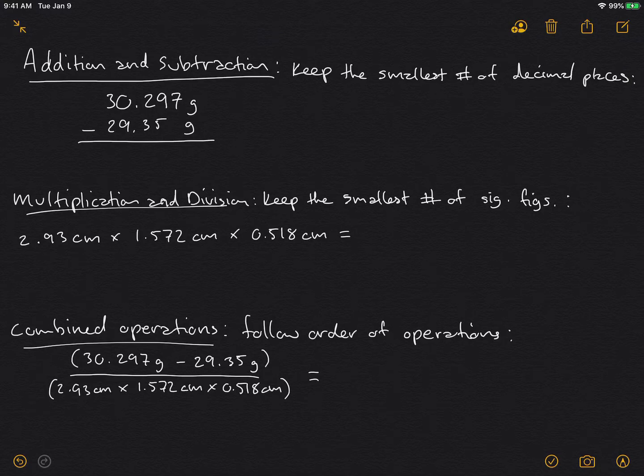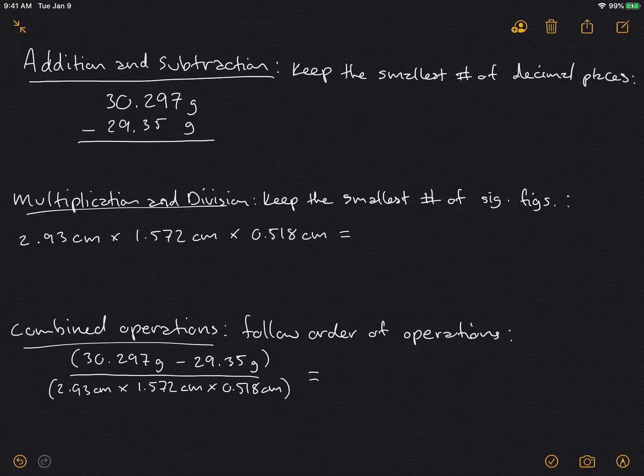Okay, now that we know how to tell how many significant figures a number has, we need to see how these significant figures are carried through in mathematical operations. So the first thing we're going to look at is addition and subtraction.